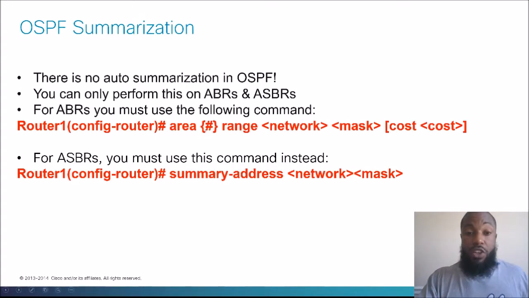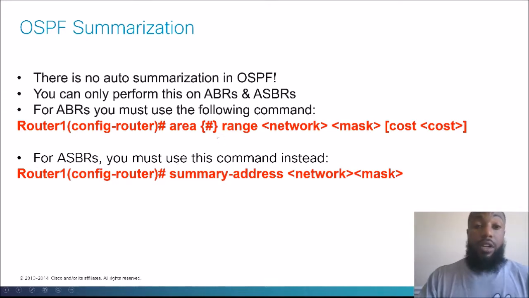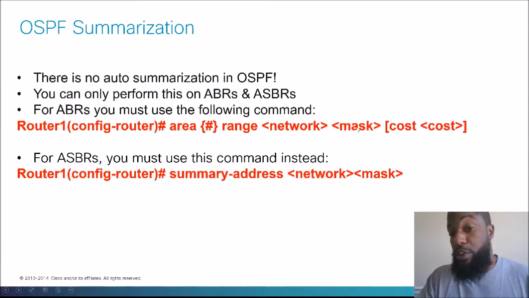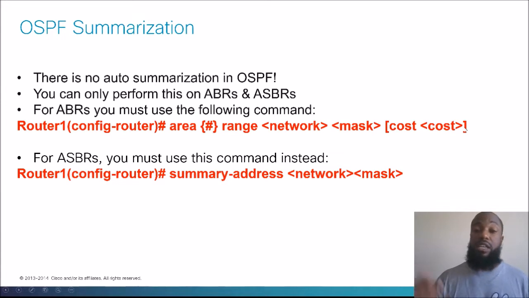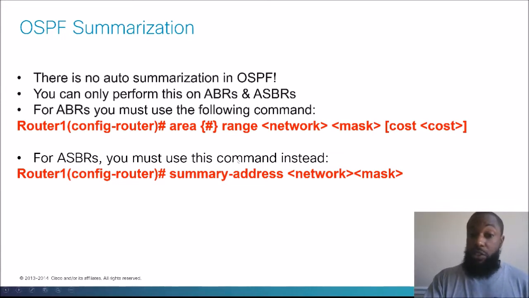So these are the commands. Same thing with OSPF, it's just two different commands written differently. You type in the area number, range, and then the summary address, and then the cost if you want to change that. This is almost kind of like changing the AD in EIGRP. For ASBRs, however, you must use this command, summary address, and then the network, and then the mask of the summary address that we computed.